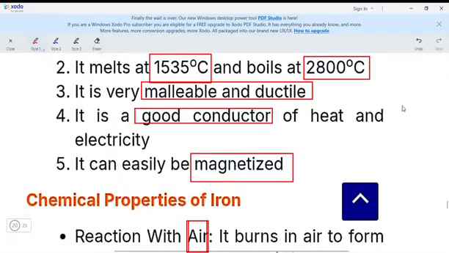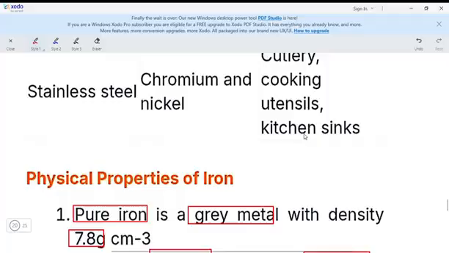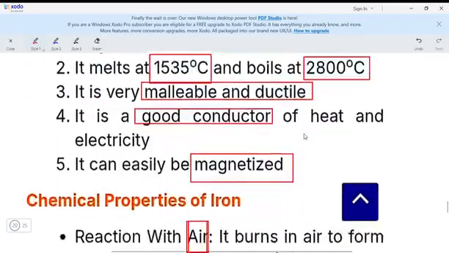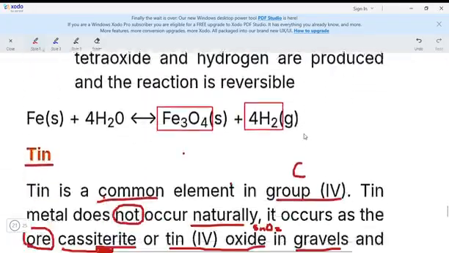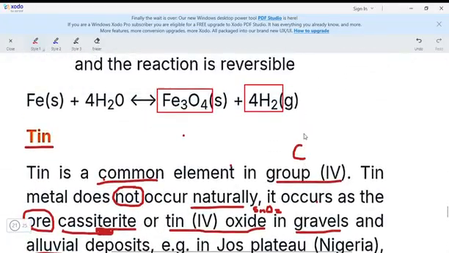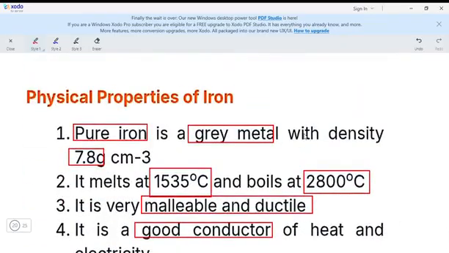Okay, before we round off, we are here to look at the physical properties and the chemical properties of iron. Physically, when you see iron, what are the things you can say about iron? If the iron is pure iron, the color will be gray, and the density is 7.8. It can melt at 1535, and it can boil at 2800.